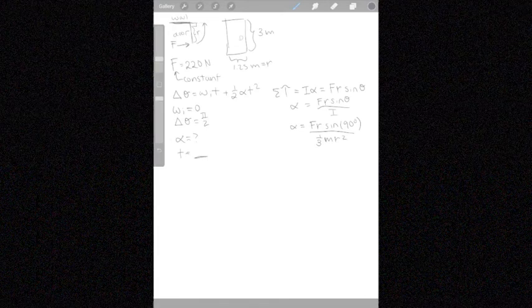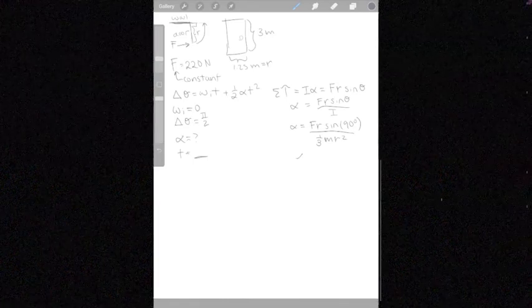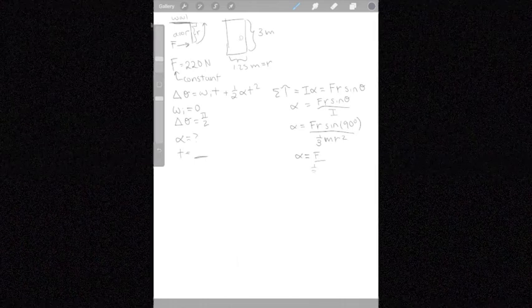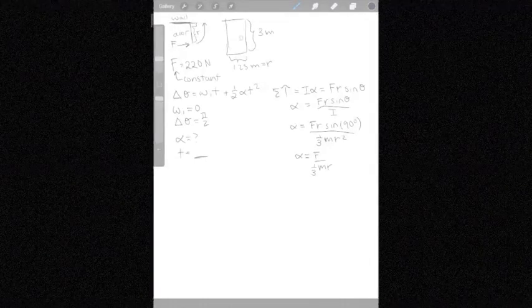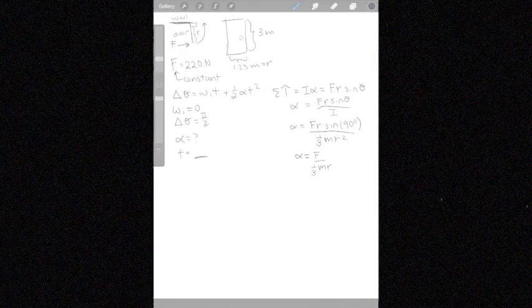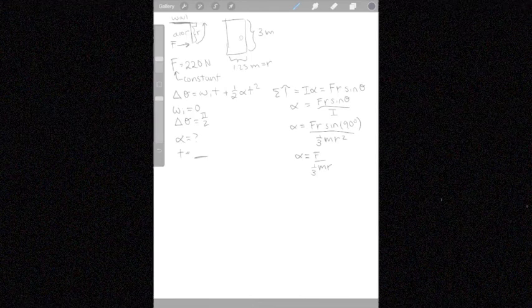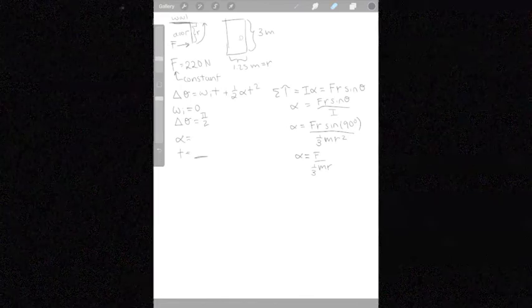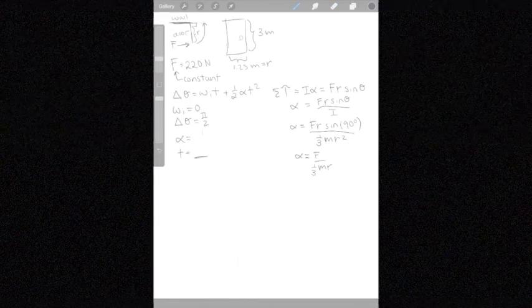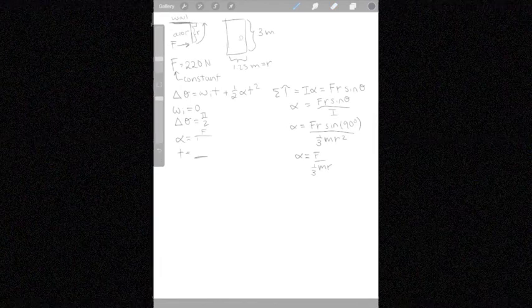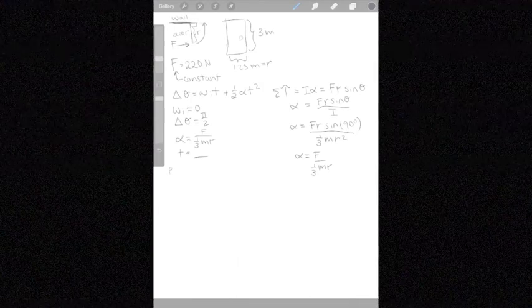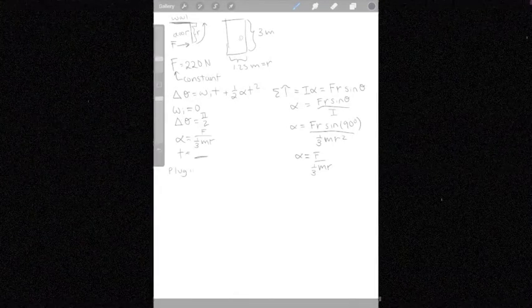Now we can look at this equation and do some simplifying. As said before, the sine of 90 degrees becomes 1, so you can basically take that part out. R over r squared can be simplified to just F over 1/3 mr. If you solve this out, you should get 7.04 for the angular acceleration. Now that we have all of our variables except for time, we can plug these into the original kinematic equation and solve for time.